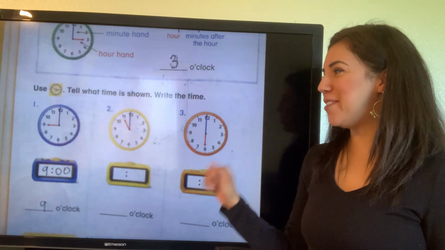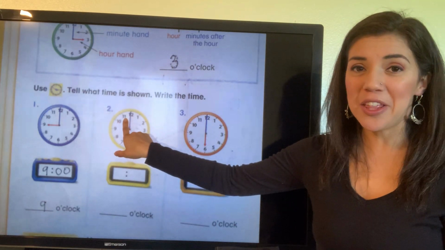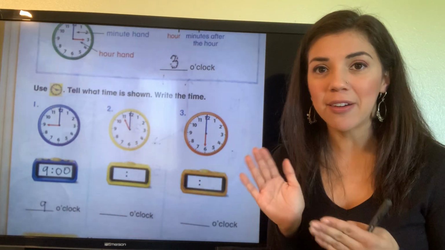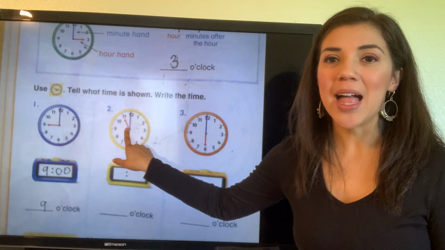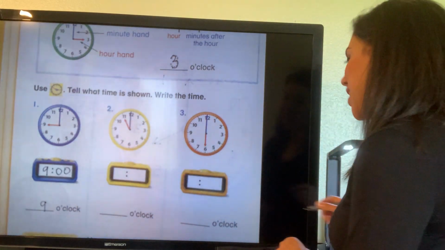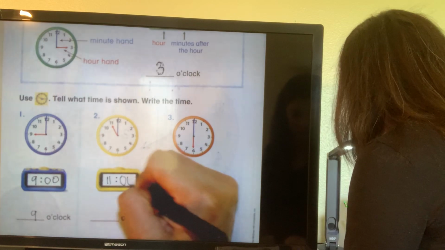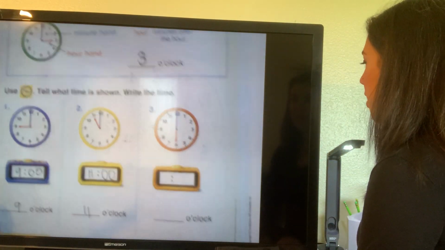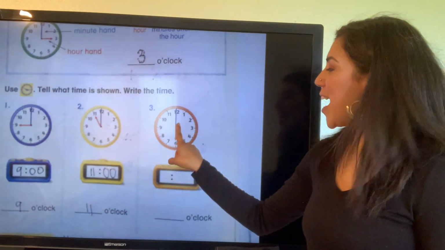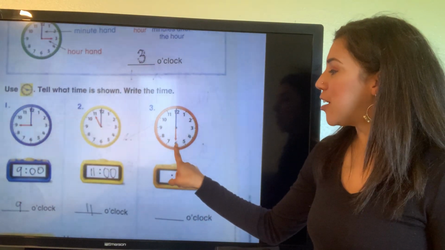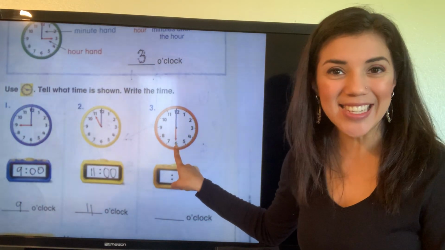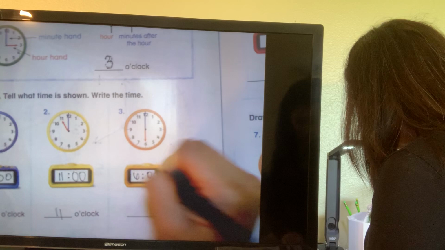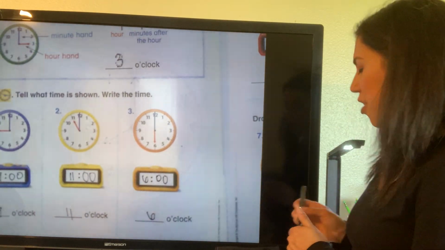All right, here we go. Number 2. So the little hand is pointing to the 11 and the big hand is pointing to the 12. The big hand being our minute hand, the little hand being our hour hand. And so this time here would be 11 o'clock. You're right. So 11 and then the 2 zeros after it, and it would be 11 o'clock. Okay. Now looking at number 3, the short hand is on the 6 and the long hand is on the 12. And so here it is, you got it, 6 o'clock. So 6 and then 2 zeros after it, and it is 6 o'clock.